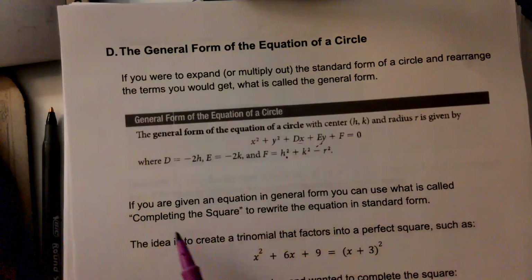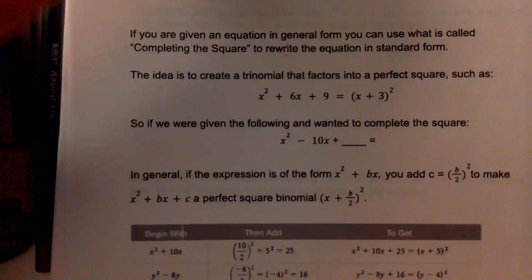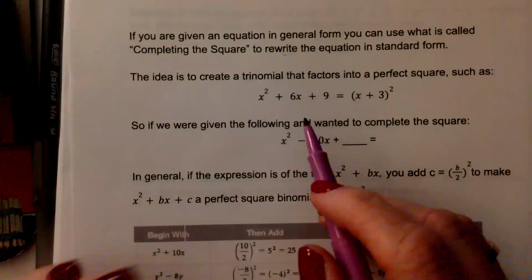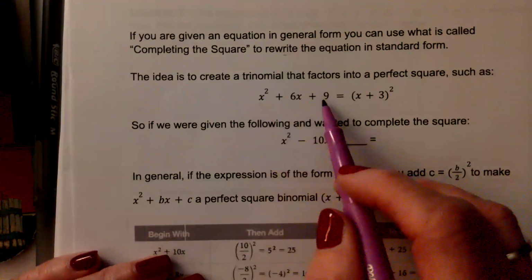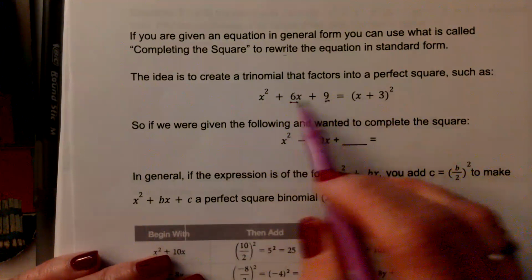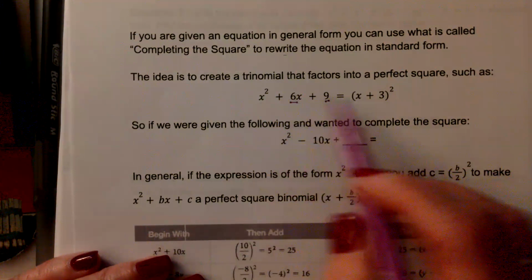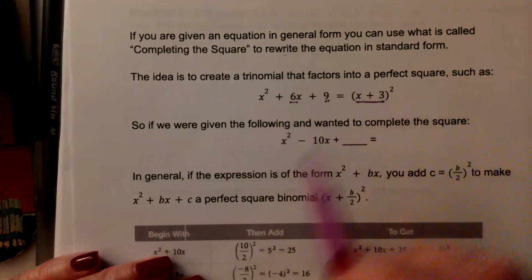So if you are given an equation in general form, you can use what is called completing the square to rewrite the equation in standard form. The idea is to create a trinomial that factors into a perfect square. Going back to factoring, what you learned in your intermediate algebra course, if we have this trinomial here, it's a perfect square because 3 squared makes 9, but also 3 plus 3 adds to make 6. So a perfect square is the same number being squared, or x plus 3 times x plus 3.